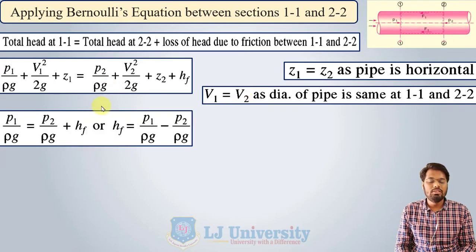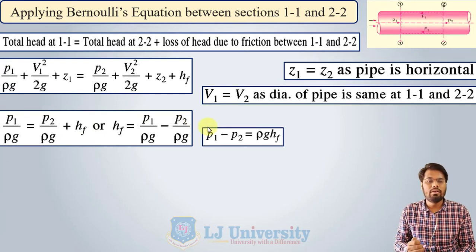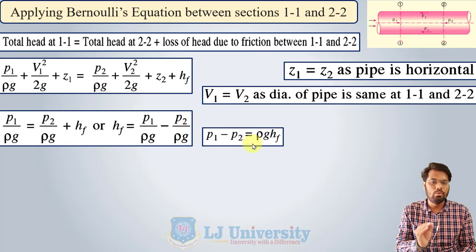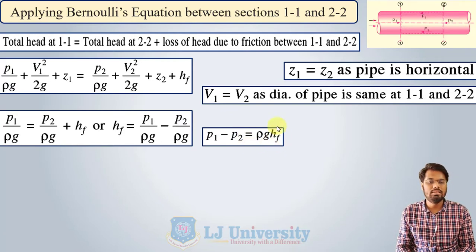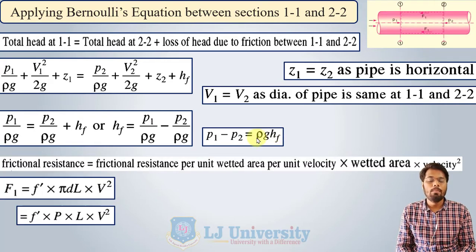So, our equation becomes P1 by rho g is equal to P2 by rho g plus HF, or we can say that HF is equal to P1 by rho g minus P2 by rho g. As density remains constant, we can write P1 minus P2 is equal to rho g HF. This HF is the loss of pressure head. Now we know that the frictional resistance depends on the velocity and wetted area.